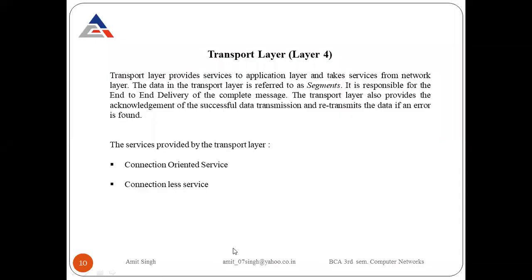Okay, the next is the transport layer. The transport layer provides services to the application layer and takes services from the network layer. It means it provides services to the upper layer and receives services from the lower layer. The data in the transport layer is referred to as segments. It is responsible for the end-to-end delivery of the complete message. End-to-end delivery means from one system to the other system of the complete message.